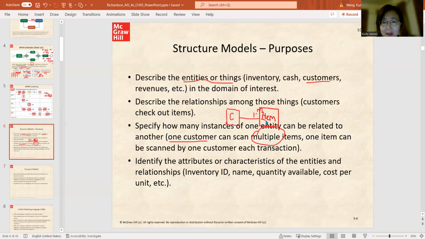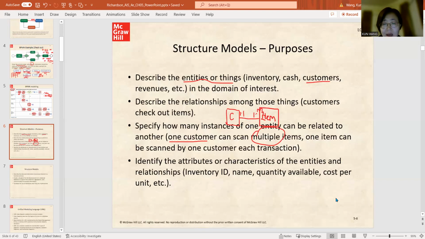Now from this side, we said each item for each transaction can only be checked one time and only one time. There are no other instances. It couldn't be double checked, or it couldn't be zero, it must be checked and only checked one time. So we are looking both ways. They call it how many instances of one entity can be related to the other. It's a two-way relationship.